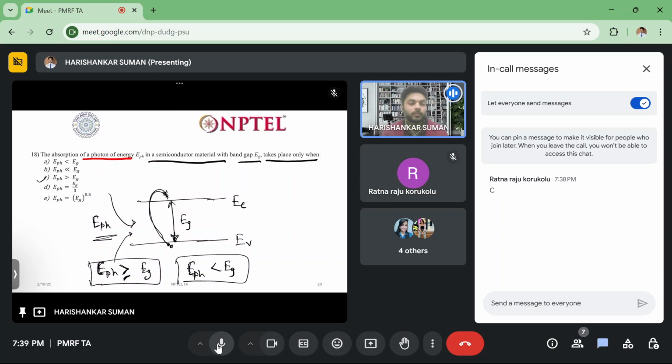Thanks. So this is the process. An electron can jump from the valence band to the conduction band only when the energy is higher than or at least equal to the band gap of the material.